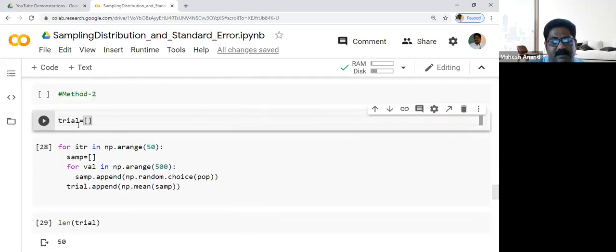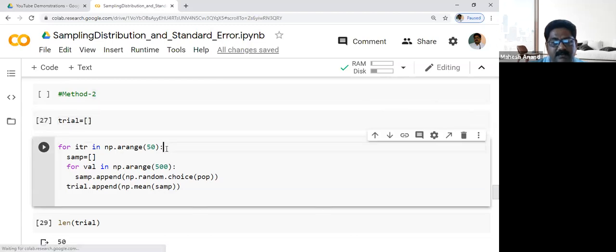Assume that 50 times I run the loop. I'm keeping a variable called trial. I'm going to collect those 50 trials. You can see how this nested for loop works. For every trial, because the trial is mapped in np.range of 50, I'm going to have these 50 trials. For every trial, I'm going to pick 500 samples, and those 500 samples are appended in the variable called SAM. And every time I'm taking the mean of that SAM. The mean is appended in the trial.